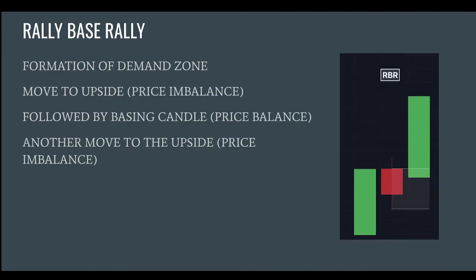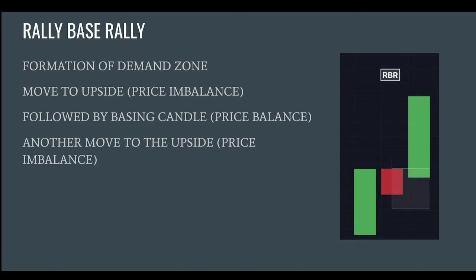There's four things I look for in supply and demand. The first one is going to be a rally-base-rally, where you start a formation of a demand zone. To begin, the market is either in a balanced state or an imbalanced state. A balanced state is where buyers and sellers agree on price. Buyers and sellers are both present. Then your price imbalance is where sellers take over. It's going to be all selling pressure, a lot of red.